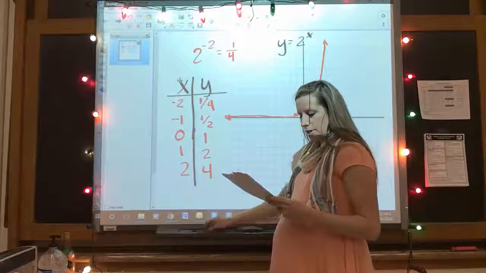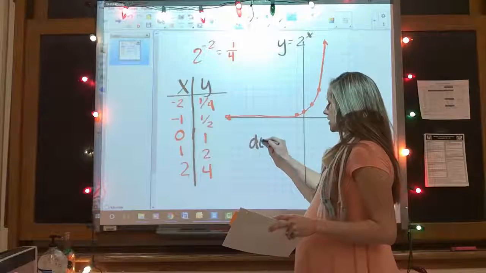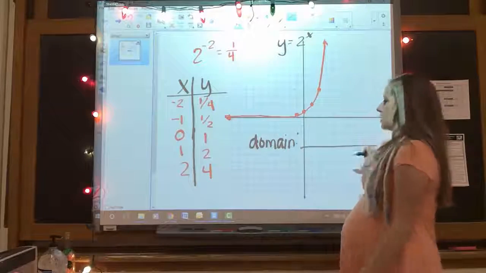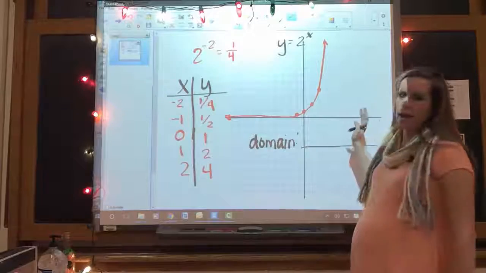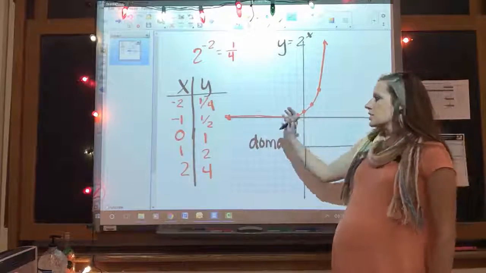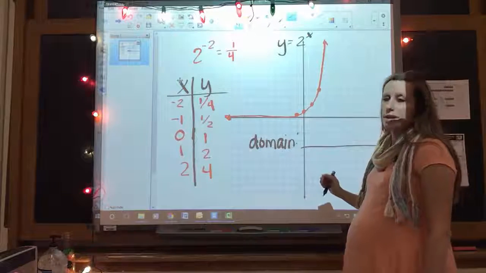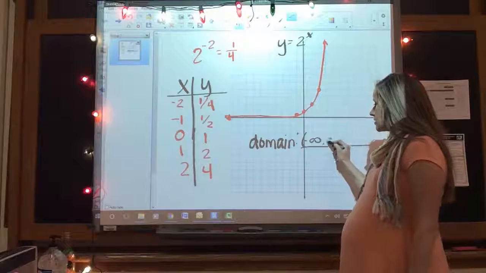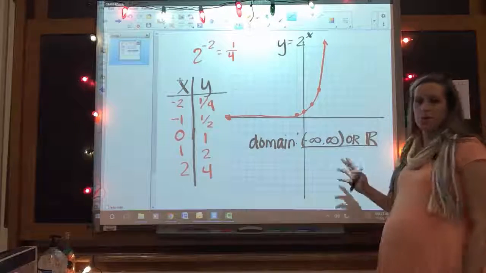Alright, and we've talked about domain and range of exponential graphs before. Like I said, I'll go through it kind of fast. Domain is your x's. So it's your x-axis. It goes from left all the way to the right. So this one goes to the left forever, and then goes to the right forever and ever. So my domain would be negative infinity to positive infinity, or you can put all real numbers, either one.